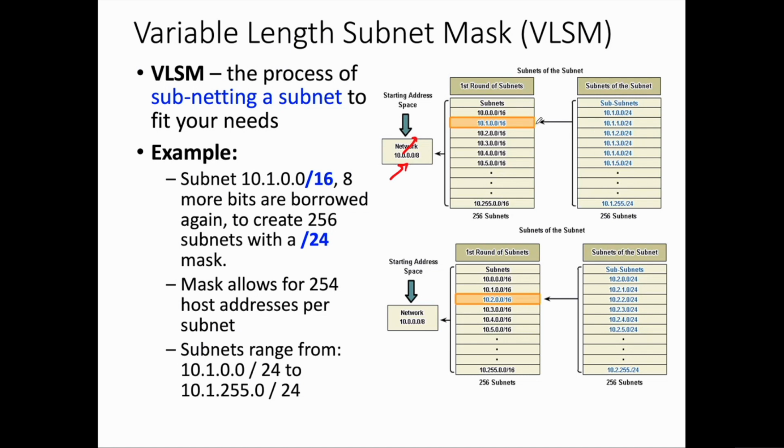Now I'll take one subnet, that is 10.1.0.0/16. The prefix 16 here represents that 16 bits are representing the network portion. And I will again subnet it. If I borrow the complete third octet again, I'll be creating another 256 subnets, right? And again, I can take another subnet and create 256 more subnets, and so on and so forth.